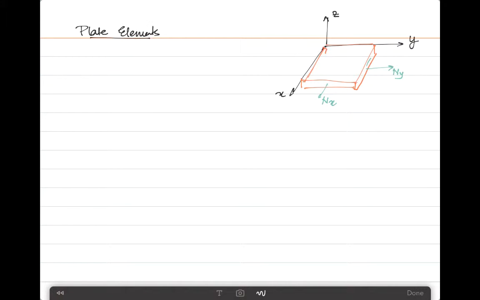Ny, and of course there is a shear which will be given as Nxy. You have to find out the geometric stiffness matrix, which can be obtained by the work done by the constant membrane forces as they are acting through this element.